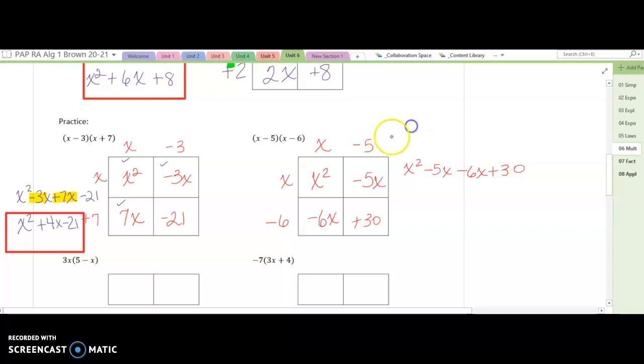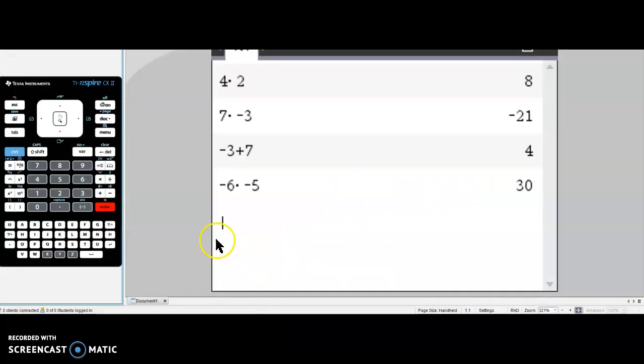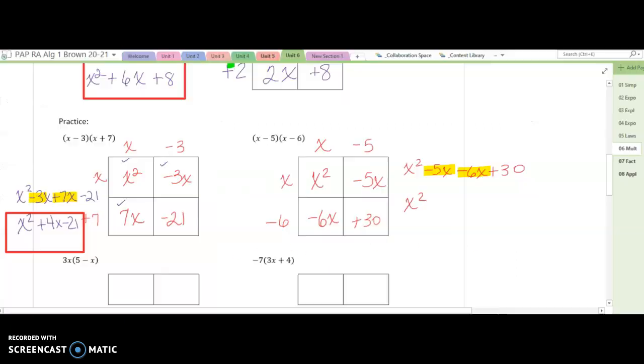All right, I have like terms here with the x. All right, and then I need to combine those. So I have a negative 5 and a negative 6. So I have a negative 5 plus a negative 6. It's my negative 11. So I have a negative 11x plus 30. Good. And hopefully you did well on that one.